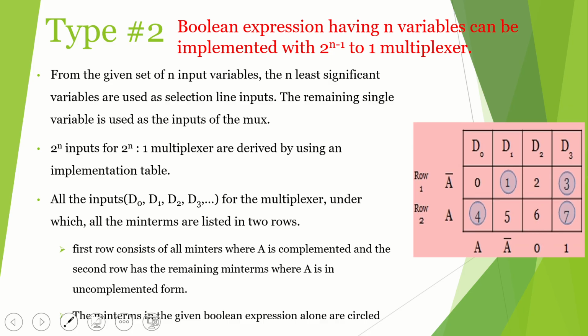If any one is circled, then the circled min term is taken with respect to the variable. Here 1 is circled, the respective variable is A bar. For 4, the respective variable is A. So that is given for the input lines. So the D0 value is A, which we have derived. D1 value is A bar, D2 value is 0 and D3 value is 1. In this way we can compute the input values for D0, D1, D2 and D3.